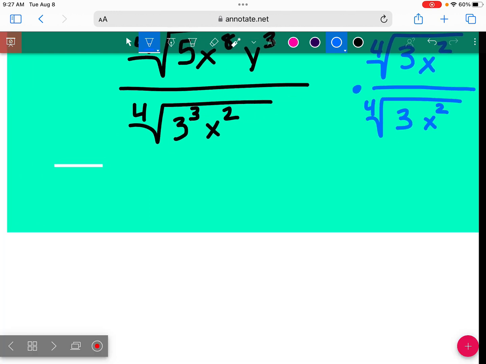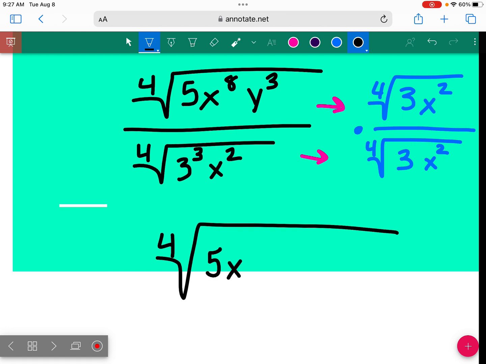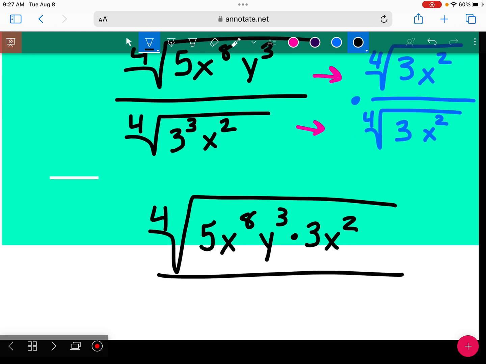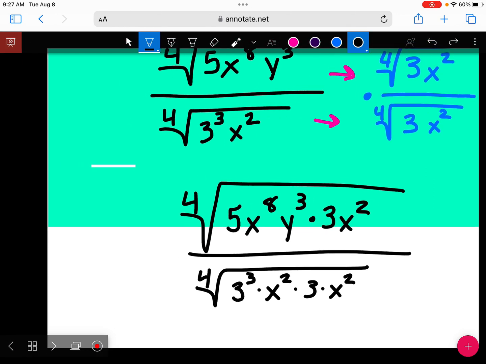So when we're writing our next one, after we multiply across and combine our 2 pieces together, we're going to have our fourth root, this is our numerator, of 5x to the 8th y cubed times 3x squared. I'm just smushing them together right now. And then we have our fourth root. We have our 3 cubed times x squared times 3 times x squared. I just smushed them together. I didn't simplify at all. Does everyone see how that worked? Because this one's kind of our most obnoxious one of the day.